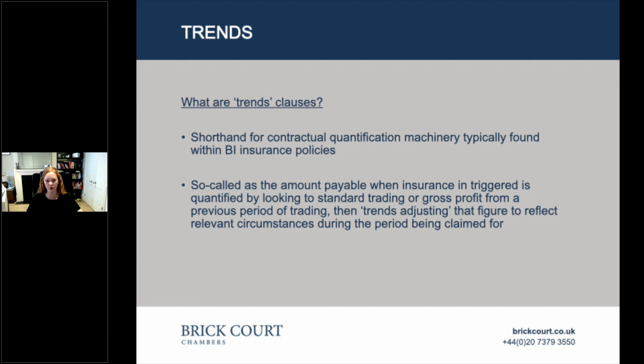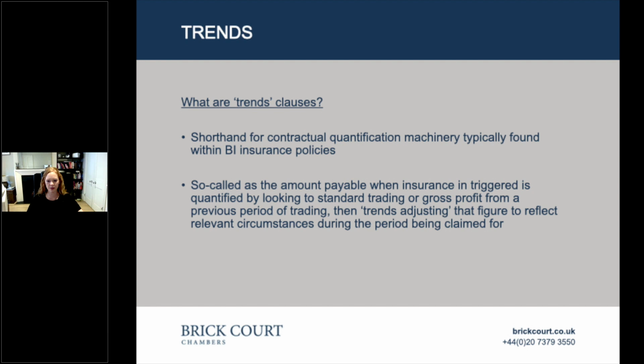It may have been down on the previous year's profits due to general market pressures, in which case the indemnity would be reduced accordingly. Alternatively, the business may have thrived if the insured peril had not occurred, generating more profits than in the previous year, and if so, the indemnity may be increased. So both insurers and policyholders may look to trends clauses in order to either increase or decrease the indemnity.